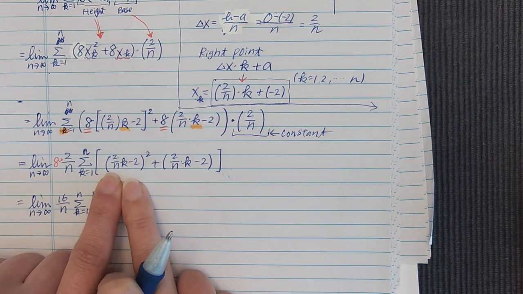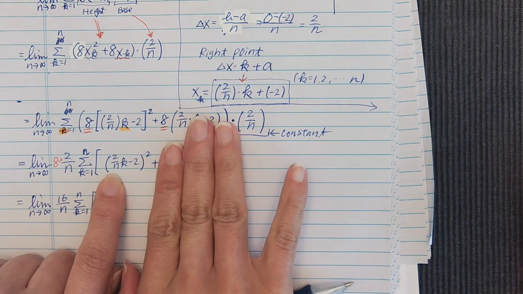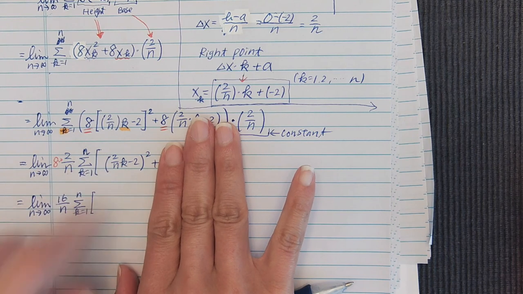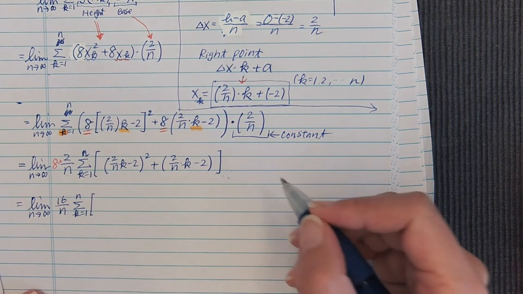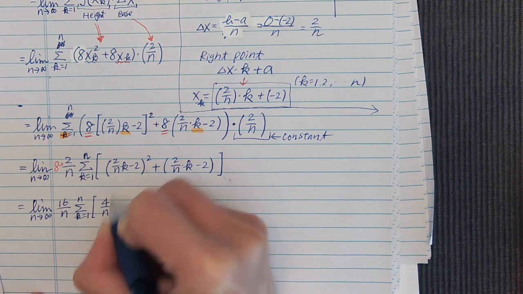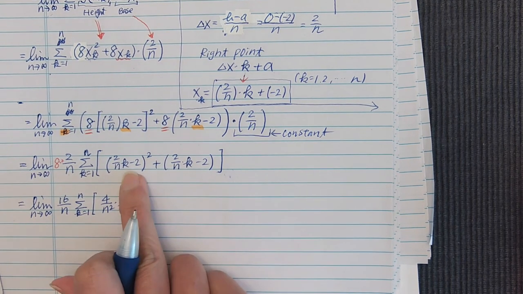Okay, so this guy, I just need to FOIL it. I don't have a choice, I need to FOIL it. So 2 over nk squared. What's the 2 over nk squared? 4 over n squared, yeah, 4 over n squared and also k squared. K squared, right?